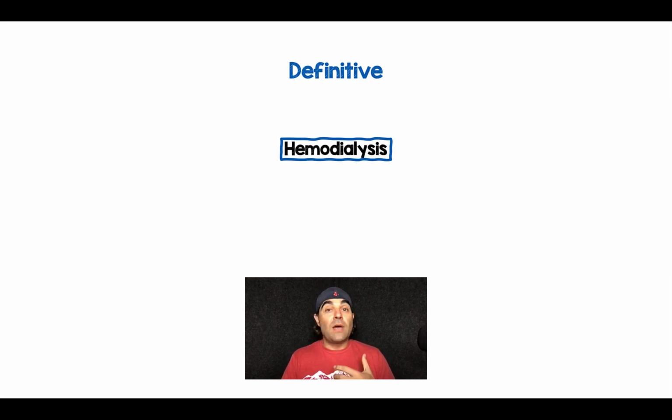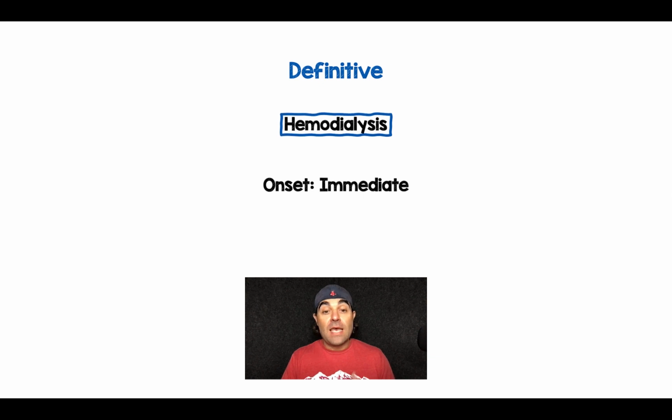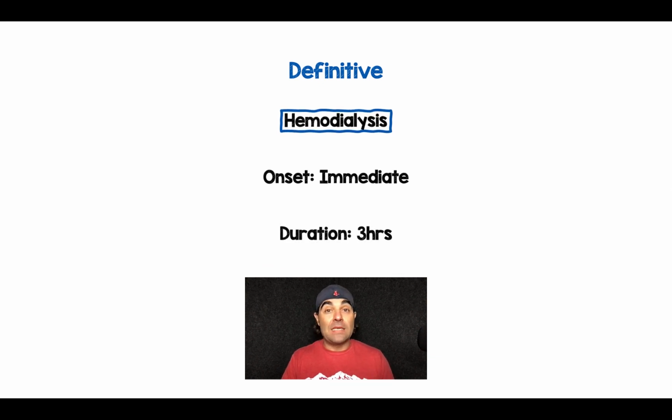And then finally, you have definitive care, which is what we're trying to get our patients to, which is going to be hemodialysis. Now, the onset is immediate. Once you start dialysis, it works pretty quickly. The problem is getting all the pieces there, so you have to buy time with all those other medications that we've already discussed. And then how long does it last? It lasts anywhere from 3 to 4 hours.